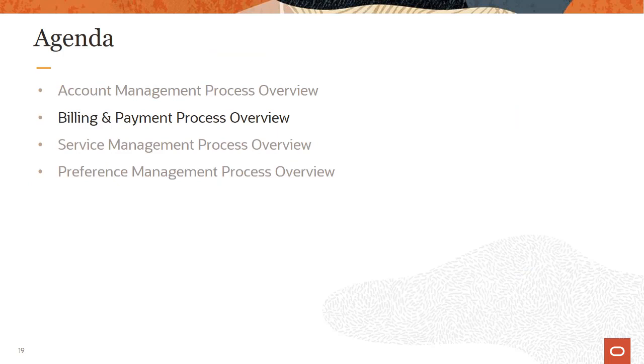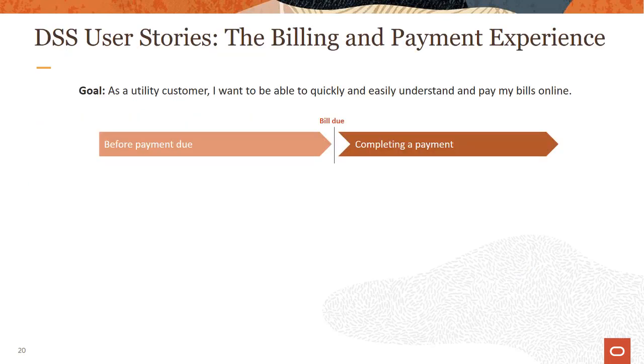Now let's look at an overview of the billing and payment process. Of great importance, of course, is the billing and payment experience. DSST has been optimized to guide customers through making payments from multiple places within the portal. There are two critical parts to the billing and payment experience: what customers need to know before the payment is due, and what they need to know to complete that payment.